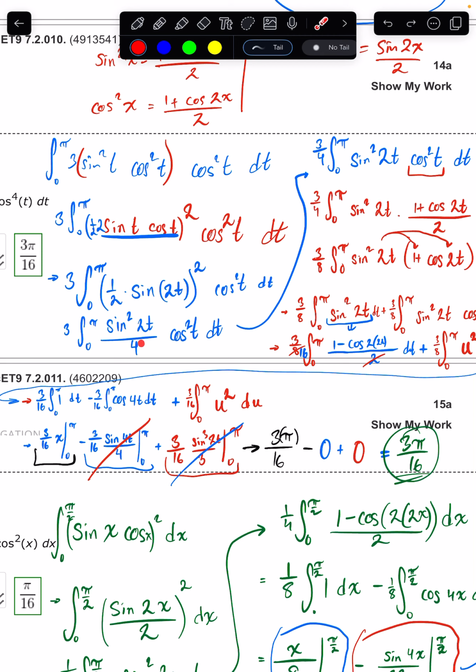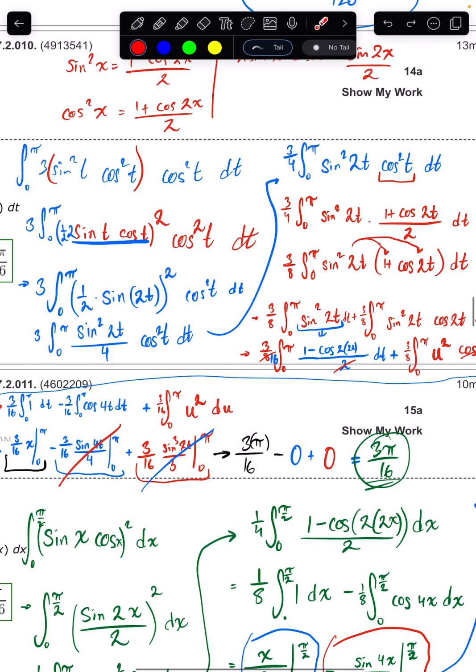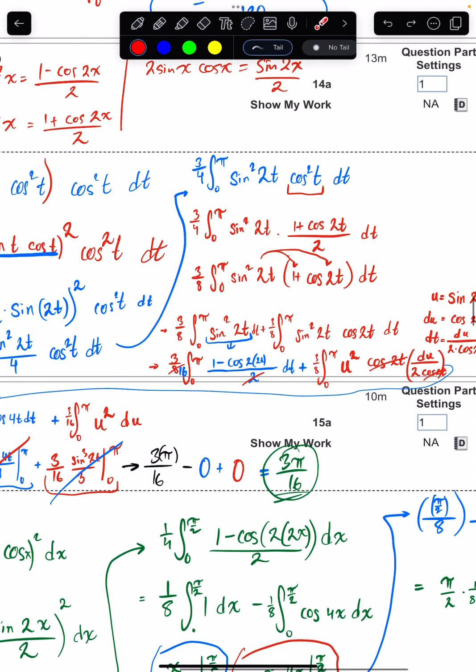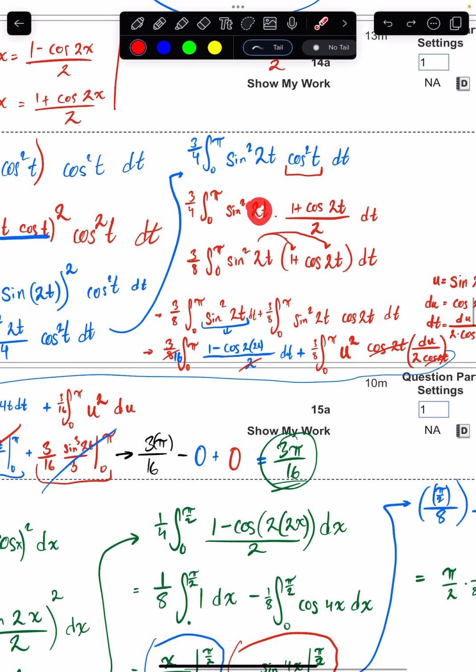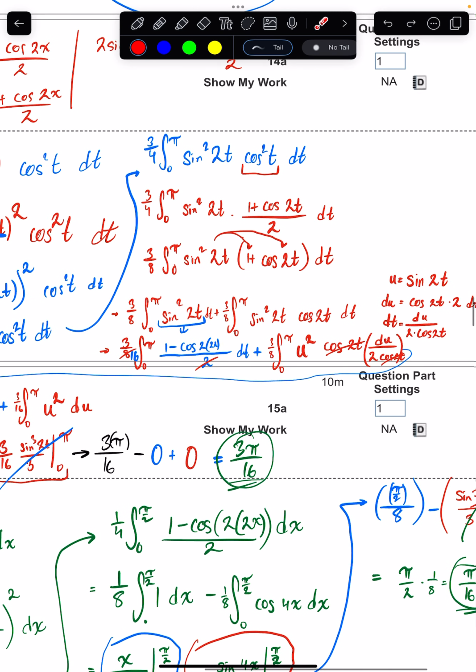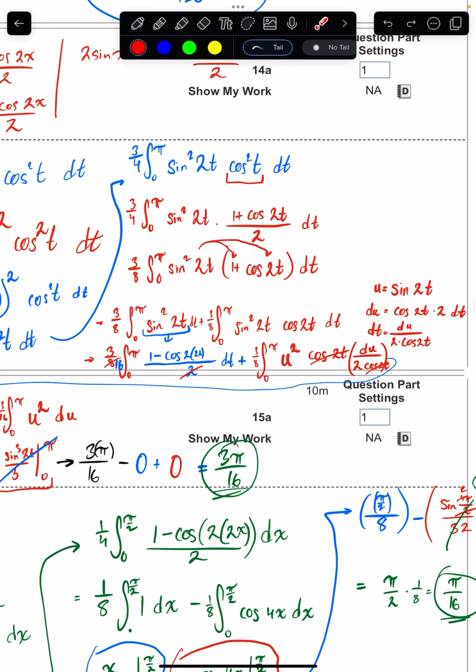You're left with 1 over 4. Bring out the 4 here, and then you're left with sine squared 2t cosine squared t dt. The reason we had to change it was maybe because of this 2t, right? We're able to distribute this sine squared 2t into this. I brought this 2 outside, since this whole thing is being multiplied, and that made it 3 over 8. You should get sine squared 2t.